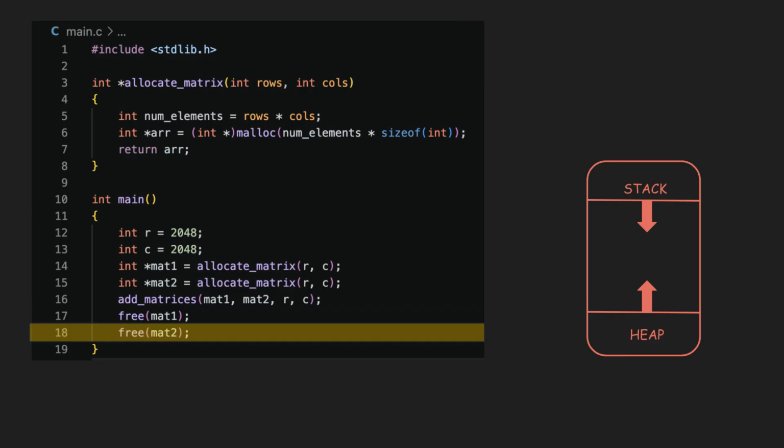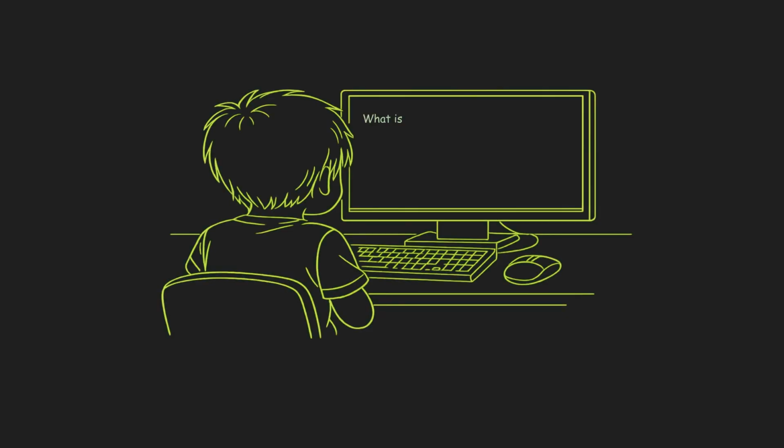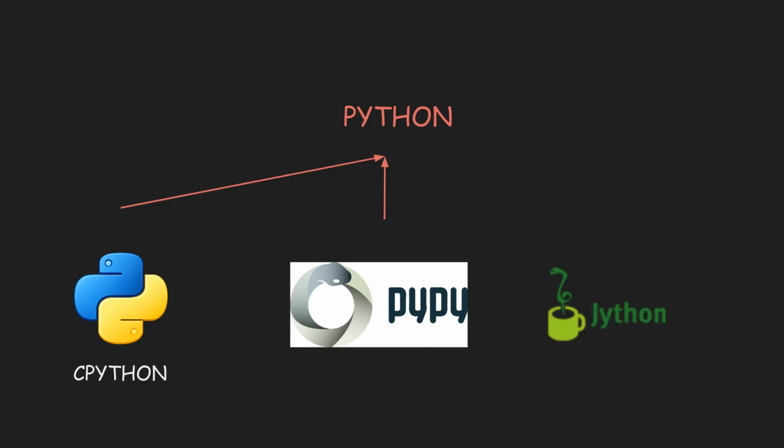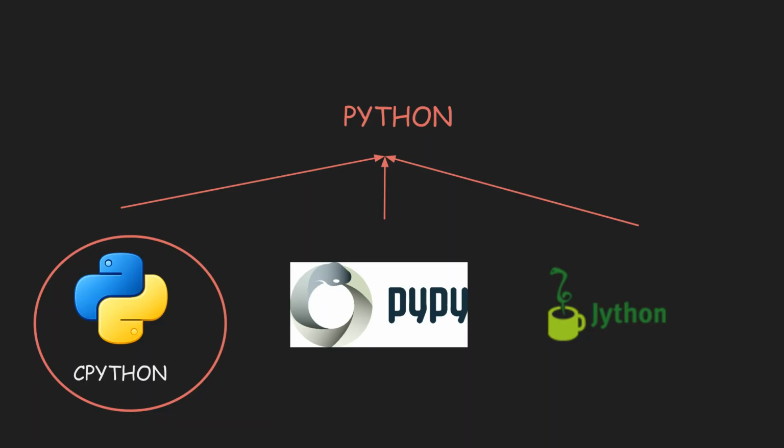Now, if you've only programmed in Python, chances are you've never had to think about memory management. So, how is Python doing all of this for you? To answer that, we first need to understand what Python actually is. Python is just a language. There are multiple interpreters that can execute Python code, but the most common one is CPython, and it's written in C. So when people say Python, they're almost always referring to CPython.